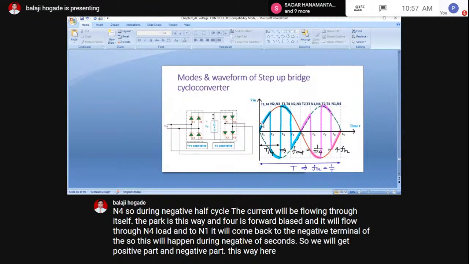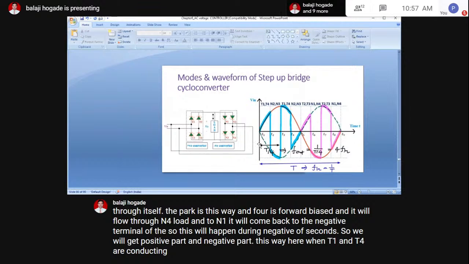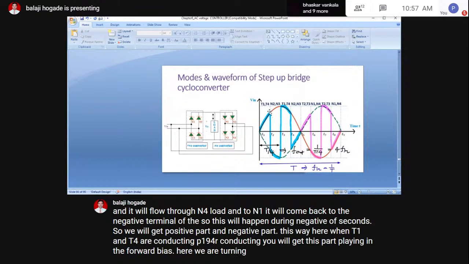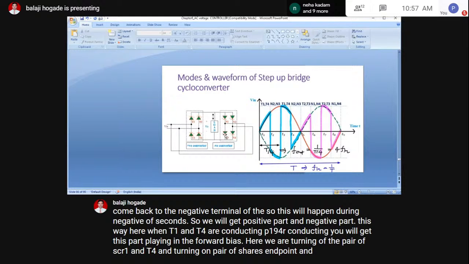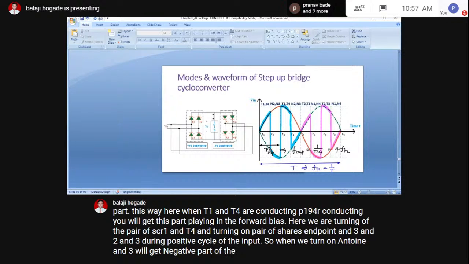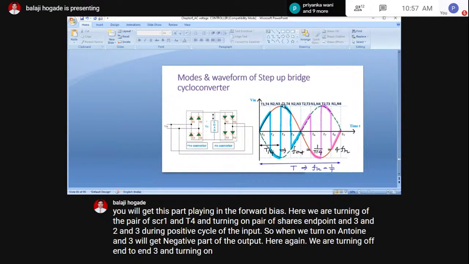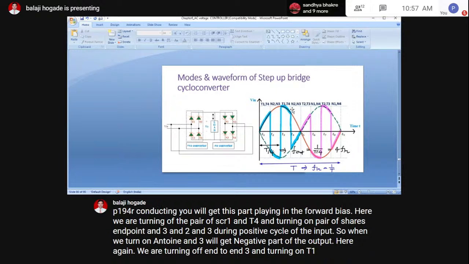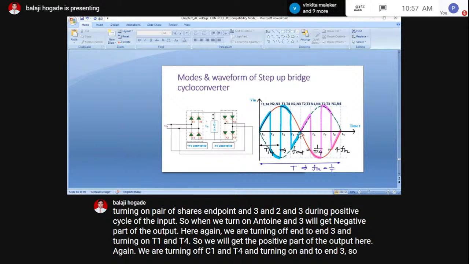Here when T1 and T4 are conducting, you will get this part flowing in the forward bias. Here we are turning off the pair of SCRs T1 and T4 and turning on the pair of SCRs N2 and N3 during the positive half cycle of the input. So when we turn on N2 and N3, we'll get the negative part of the output. Here again we are turning off N2 and N3 and turning on T1 and T4, so we'll get the positive part of the output. Here again we are turning off T1 and T4 and turning on N2 and N3, so you'll get the negative part of the output.